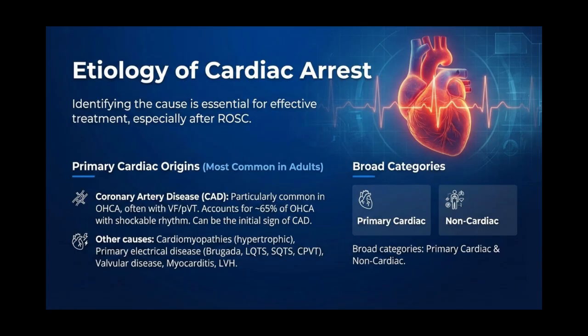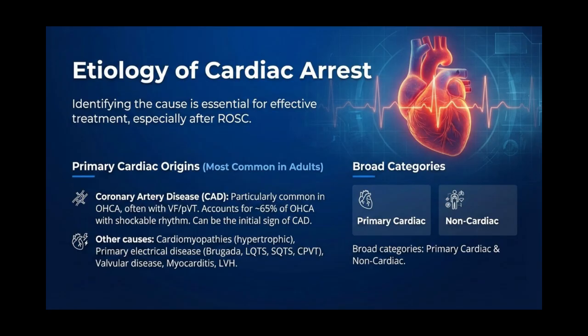While rapid recognition, prompt high-quality cardiopulmonary resuscitation, and early defibrillation are the cornerstones of resuscitation, identifying the cause of cardiac arrest is essential for effective treatment. This becomes particularly important once the return of spontaneous circulation is achieved. The causes of adult cardiac arrest can be broadly categorized into primary cardiac origins.